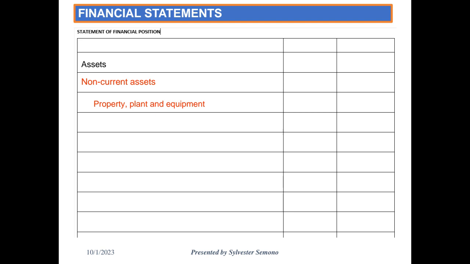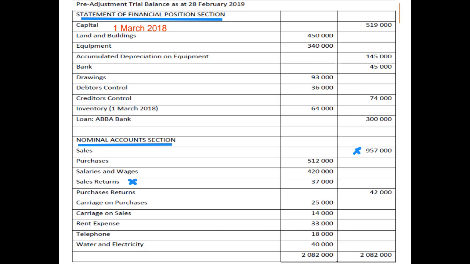But sometimes if they ask you for this, they don't ask you for the notes. You must also know how to do this without the notes. So with the property, plant and equipment, if you can check what we have, we've got land and building, we've got accumulated depreciation and the equipment. Can you see now? You remember what we did? Like we did the PPE yesterday.